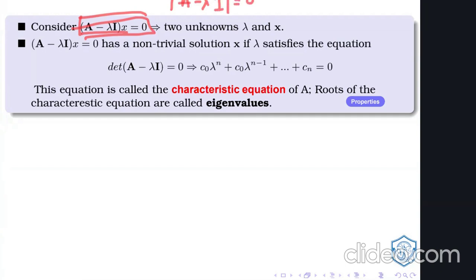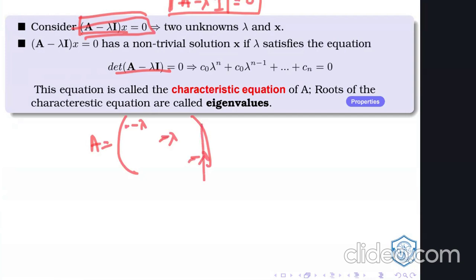If the determinant is non-zero, then there will be a unique solution, which is 0, and we are not interested in the 0 solution. So the determinant of A - λI equals 0 is the only condition to have a non-trivial solution. Now, if we expand it, how will it look? If A is an n×n matrix, then A - λI means diagonally we are shifting λ. So if you expand it, it will be an nth order equation of λ, whose leading coefficient is either plus or minus 1.